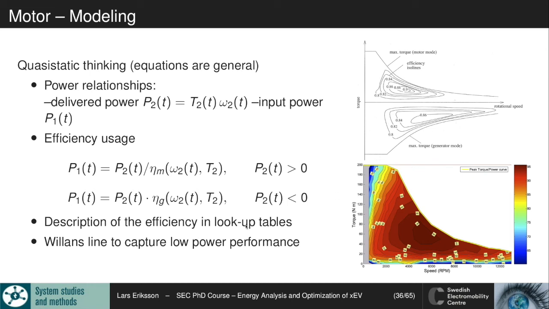So we can describe the efficiency as lookup tables, and here's another example where we only have the data on the positive side, and one can use Willans line approaches to capture the low power performance. This is something that you encounter when you work with electric machines, so you should get acquainted with it. And we see the peak efficiencies here that are 96%, and here it's 90%, but the evolution continues steadily to increase.